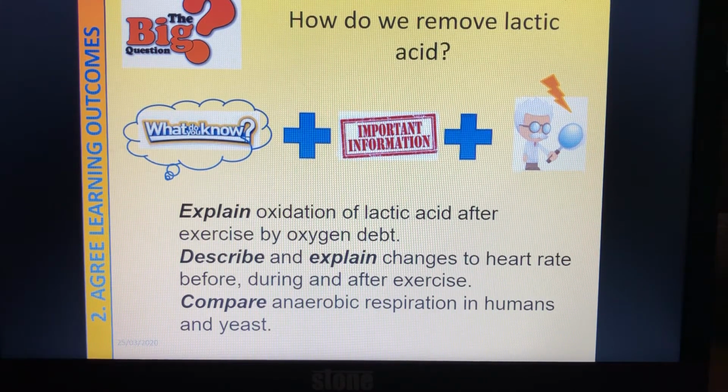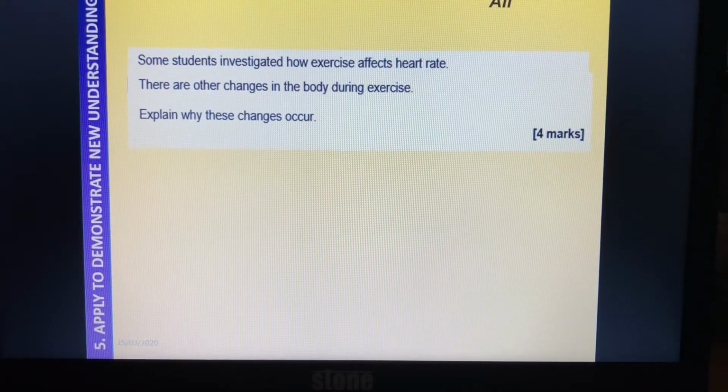Okay, title should be written now. If you need to pause, pause now. So we're starting off with an exam question. We've got a couple of exam questions today, and we're also going to look at oxygen debt, which is how our muscles recover after building up that lactic acid.